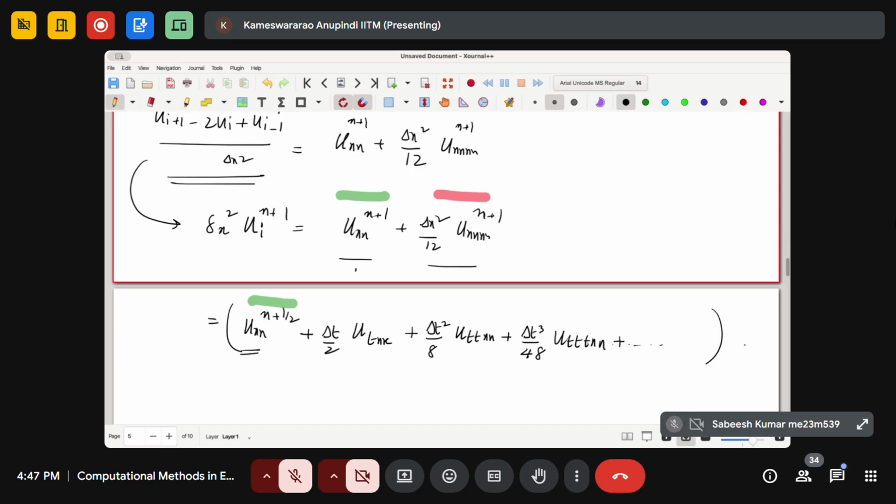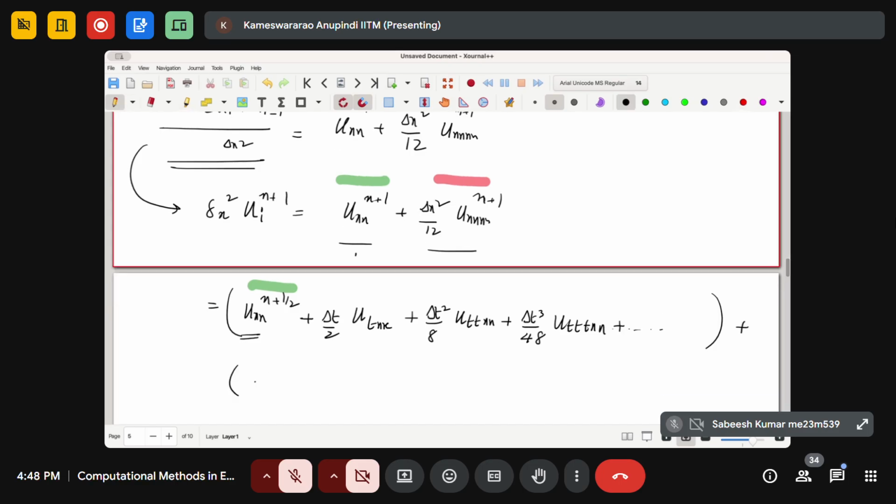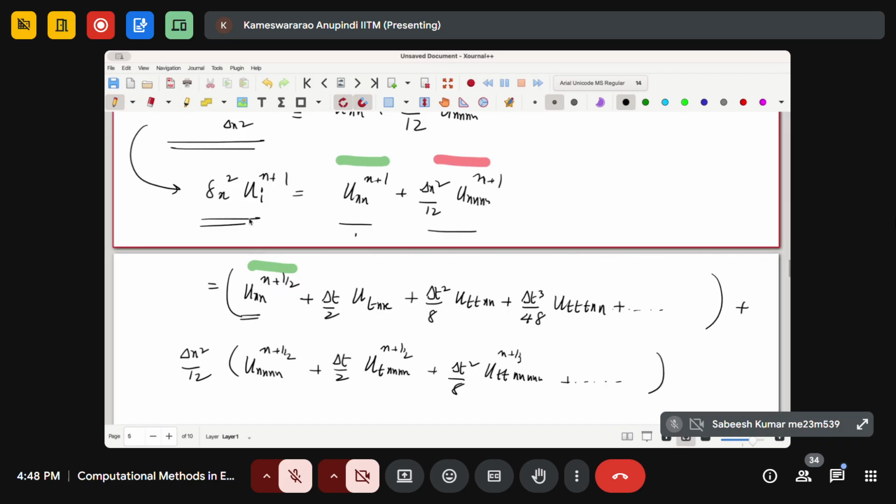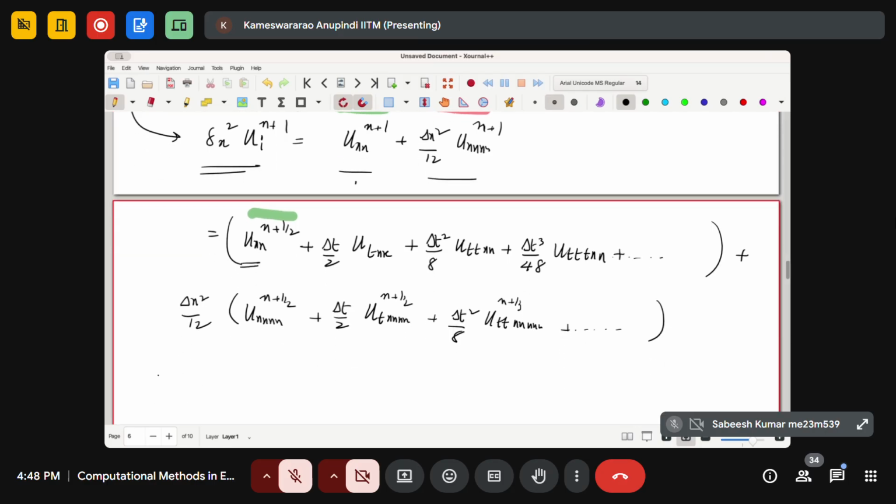The second term is basically plus delta x square by 12. Again this is at n plus 1, and I'm going to expand about n plus half. So this is going to be u 4x at n plus half, plus delta t by 2 u t 4x at n plus half, and delta t square by 8 u tt 4x at n plus half and so on. That's what we're going to get, for expanding about n plus half, right? That's what I have.